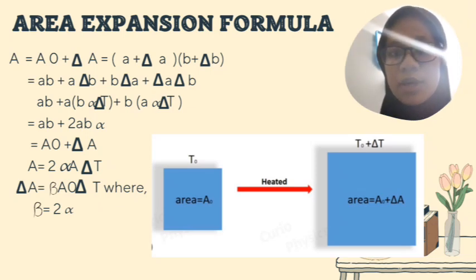For area expansion, first the equation is A equals A naught plus the change in A, where A is the area, and solving it becomes change in A equals 2 alpha multiplied by A naught multiplied by the change in temperature. So 2 alpha we can transform into beta, where beta equals 2 alpha. And the last formula for area expansion that we get from this equation is change in A equals beta multiplied by A naught multiplied by the change in temperature.